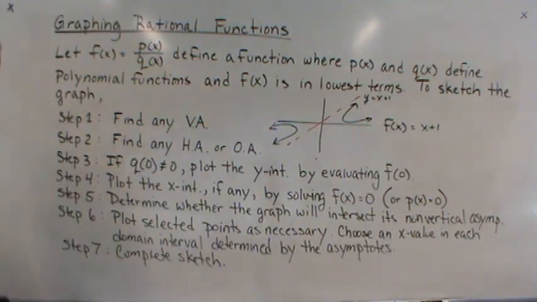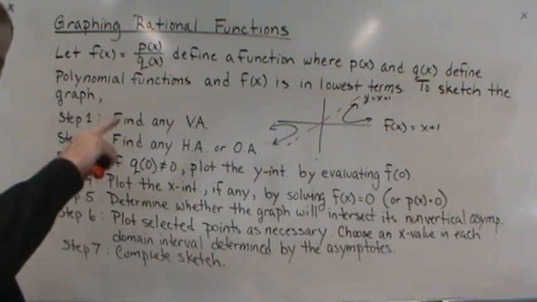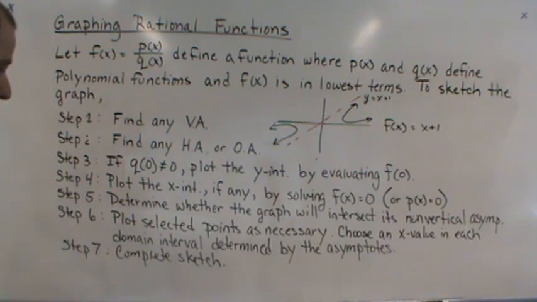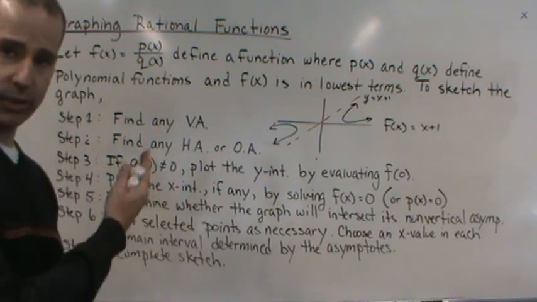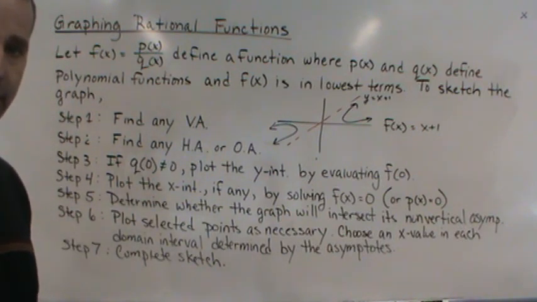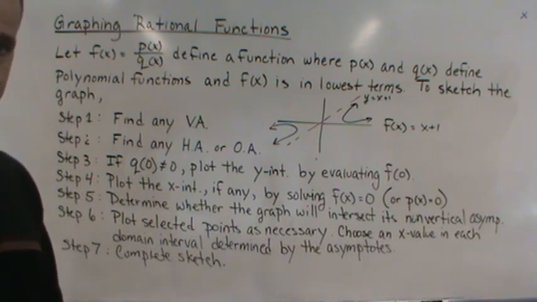And then step number 7 is once you have all of that plotted, all of the intercepts plotted and the horizontal asymptotes, then you just complete the sketch by connecting the dots with a nice curve like we've been doing. And so these are the steps for graphing a rational function. What I'm going to do is some examples in the next video or two of how we would go through these steps to graph particular problems.